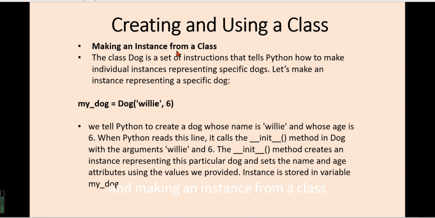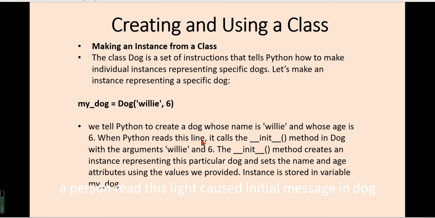Making an instance from a class. The class Dog is a set of instructions that tells Python how to make an individual instance representing specific dogs. So let's make an instance representing a specific dog. We can write my_dog equals the class name, and in the parentheses Willie and 6. So this is input for the name and age. We tell Python to create a dog whose name is Willie and whose age is 6.